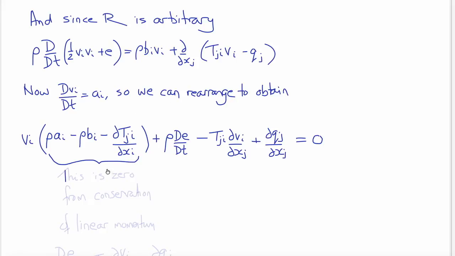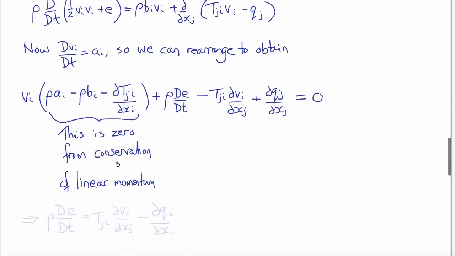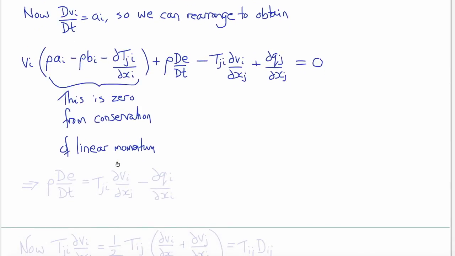Then we recognize that this term inside the brackets is actually zero from conservation of linear momentum. Conservation of linear momentum says that rho times ai equals rho Bi plus del Tji/del xi. So this term is zero thanks to conservation of linear momentum. And so therefore our conservation of energy equation simplifies to rho times dE/dt equals the stress Tji del Vi/del xj minus del Qi/del xi.